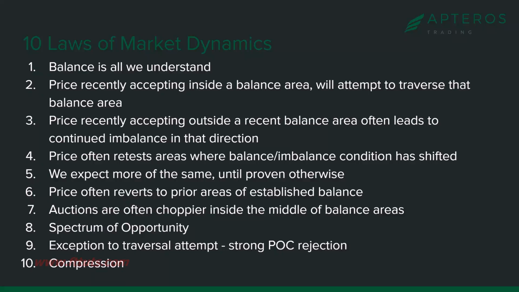Number eight, there is a spectrum of opportunity, and we're going to teach you, based on the language of narrative and understanding what's going on, where we currently are within the spectrum of low opportunity up to high opportunity. Number nine, there is an exception to the traversal attempt, right? What number was that? Number two. There's an exception, which has its own law. It happened today. And that's where you get a strong point of control rejection. You get a really strong reaction from the point of control. It can negate law two. And number ten, our good old law ten, compression, which we'll get into.